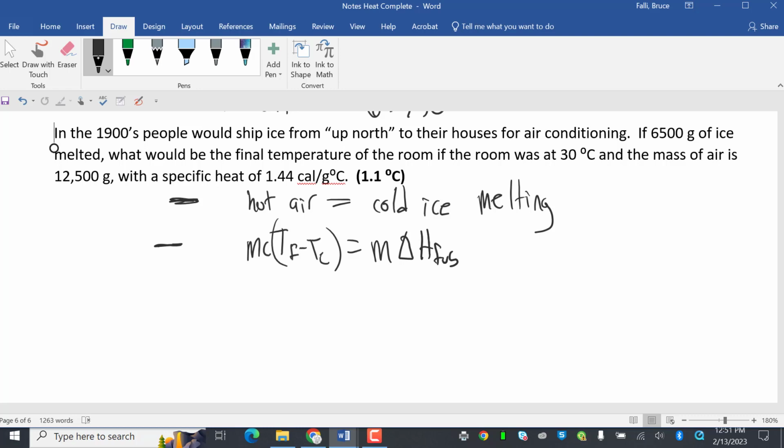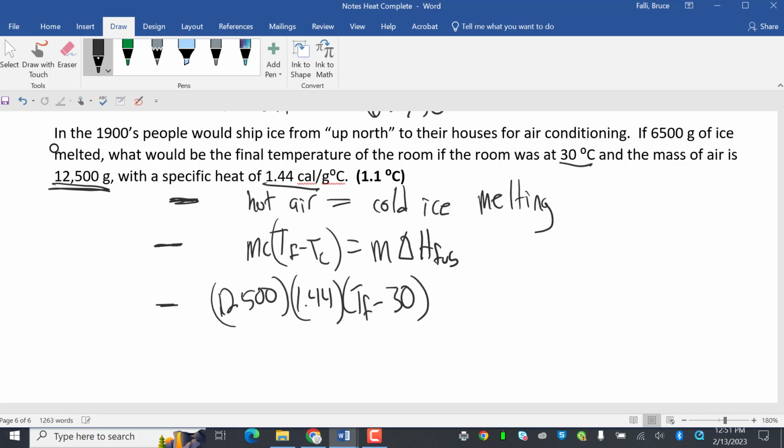So here we go. Negative mass of the room. Mass of the air in the room is 12,500. Specific heat of air, 1.44. T sub F, that's what I'm looking for, minus T sub I. How hot was it? 30. That's toasty. Convert 30 degrees Celsius to Fahrenheit: 86. That's kind of toasty.